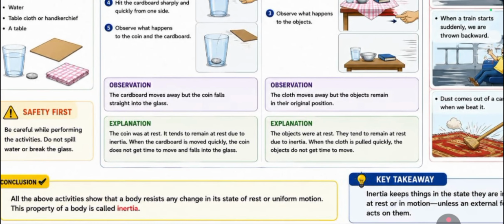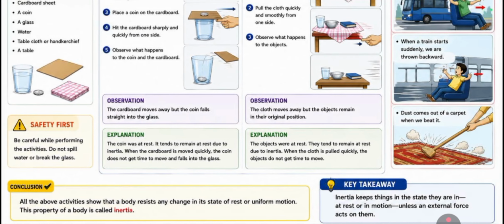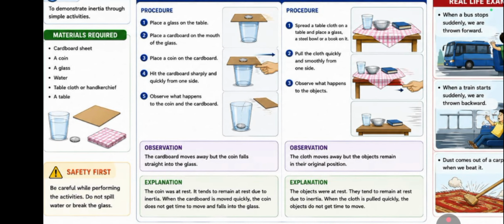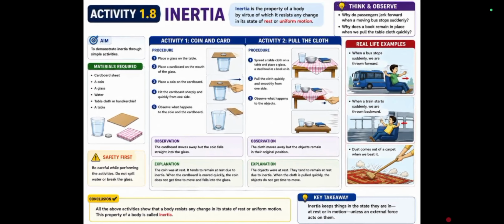These are the two activities given here. And here is the precaution we have to take. Be careful while performing the activities. Do not spill water or break the glass. These are the precautions we have to take here.